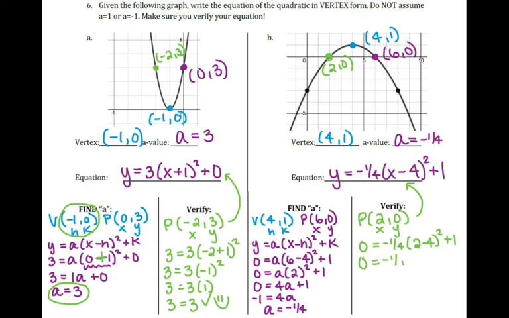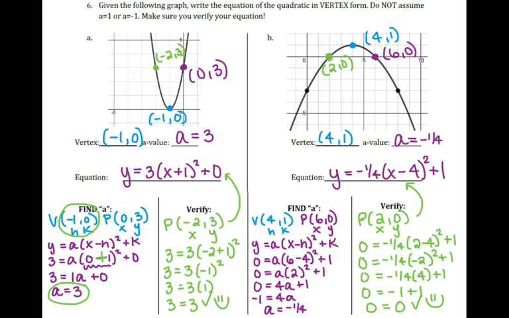That gives me negative 1/4. 2 minus 4 is negative 2, squared, plus 1. Order of operations tells us to work through the exponent. So I have negative 1/4. Negative 2 squared is a positive 4, plus 1. Negative 1/4 times 4 is negative 1, plus 1, which of course is 0. So our equation is correct.